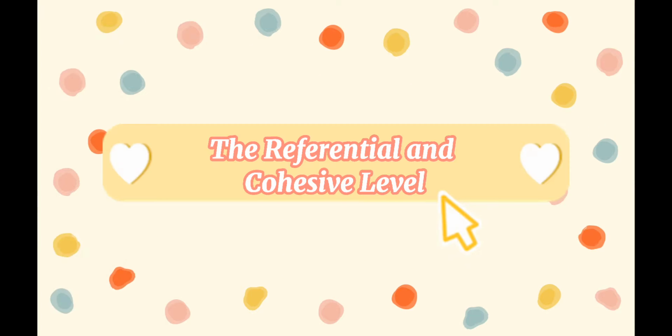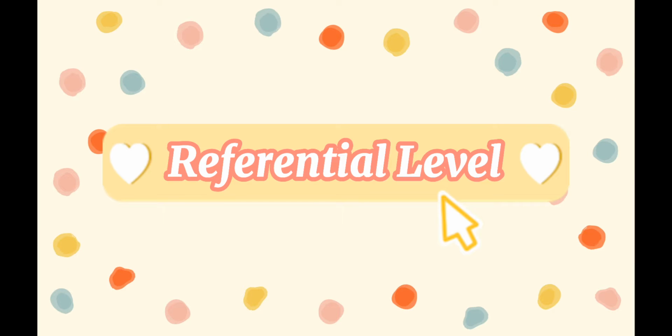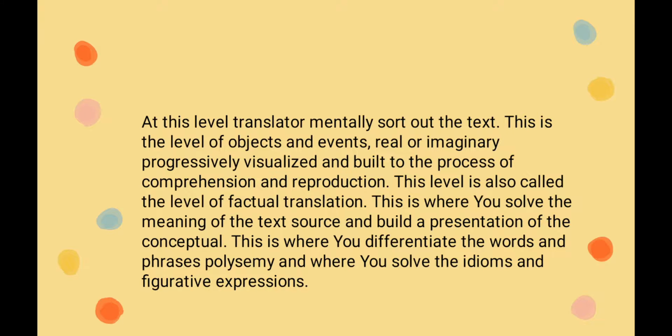And now I want to explain about the referential and cohesive level. Okay, for the first is the referential level. At this level, the translator mentally sorts out the text. This is the level of objects and events, real or imaginary, progressively visualized and built through the process of comprehension and reproduction. This level is also called the level of factual translation.